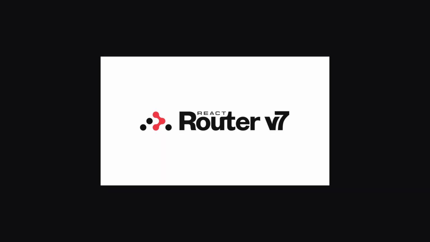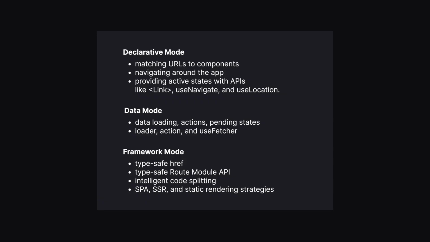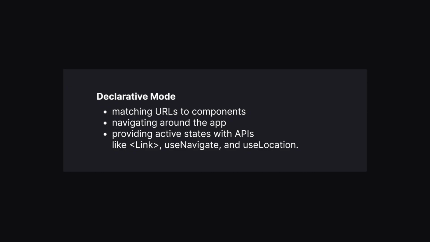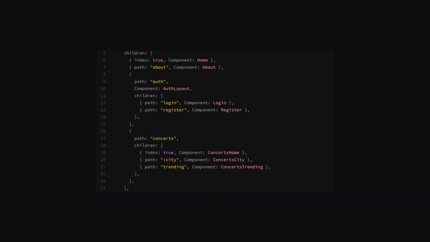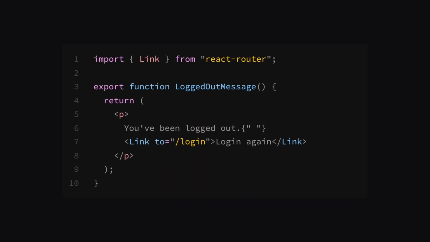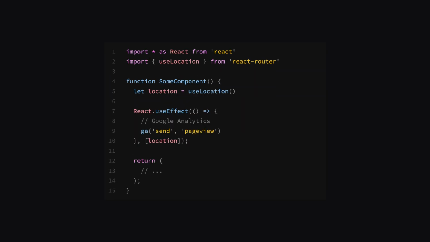To discuss these, we need to break down the three modes in React Router 7: declarative, data, and framework. These modes are additive, meaning declarative mode has fewer features than data mode, and data mode has fewer features than the framework mode. The declarative mode of V7 contains the basic client-side routing features that were present in the earlier versions of the router. This includes matching URLs to components and navigating through the app. React Router 7 provides a handful of useful hooks and components for accomplishing this, including the link component, the useNavigate hook for programmatically navigating users, and the useLocation hook for finding the current location.